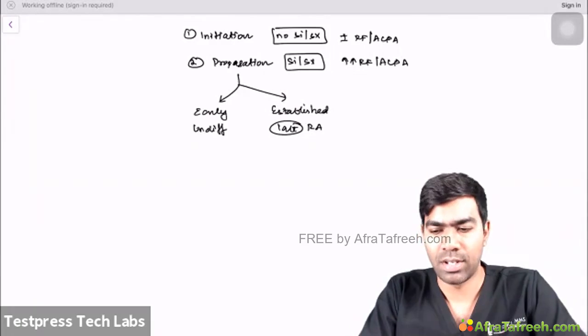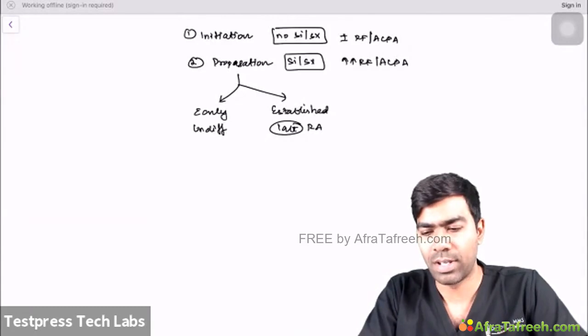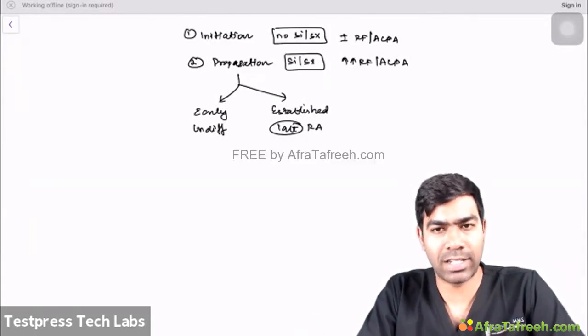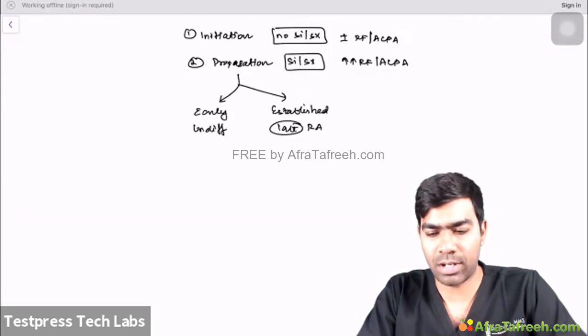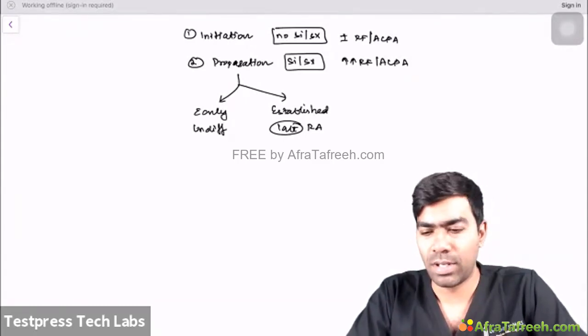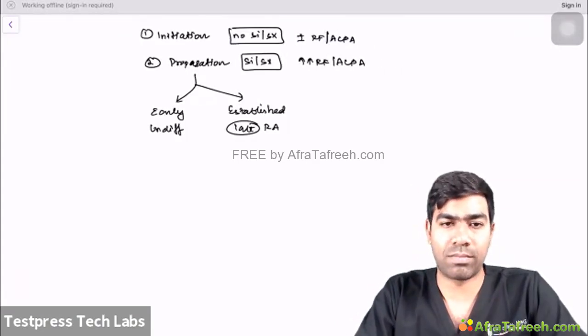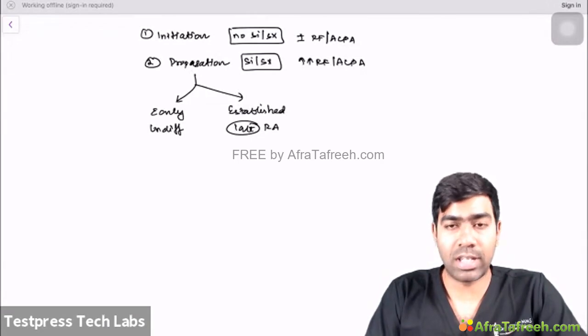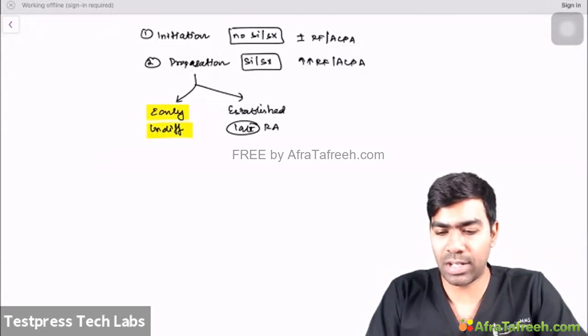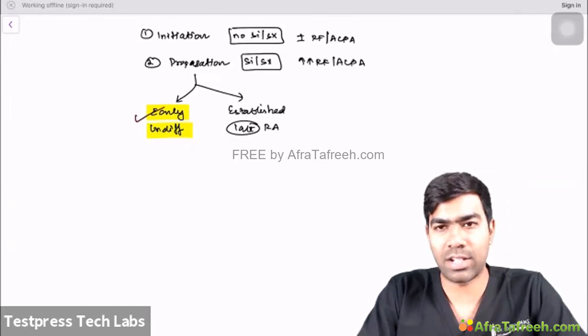Initiation phase, where there might be only antibodies, there will be no signs and symptoms. Then you'll have a provocation phase, where your titers of antibodies will start increasing and signs and symptoms will start appearing. Initially you start with the early undifferentiated phase, then later on you move to the established and late rheumatoid arthritis phase. Clear? Remember, the highest chance of remission is only if you treat in the early undifferentiated phase itself.